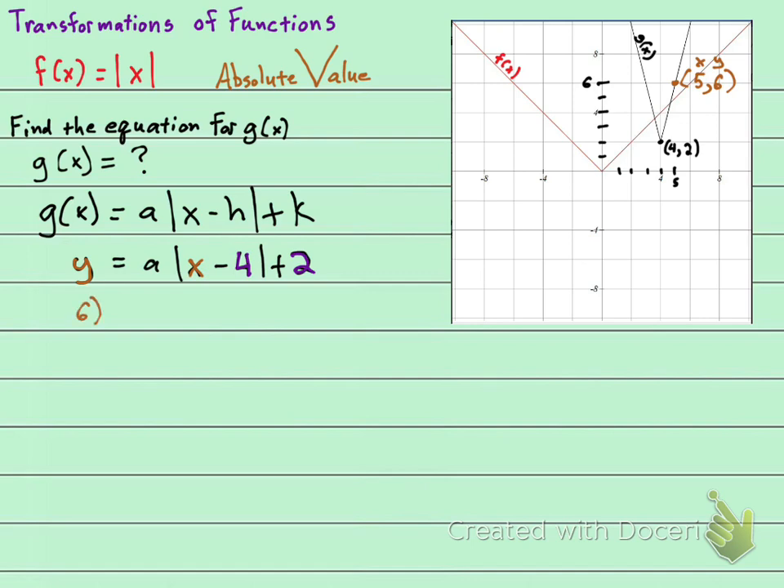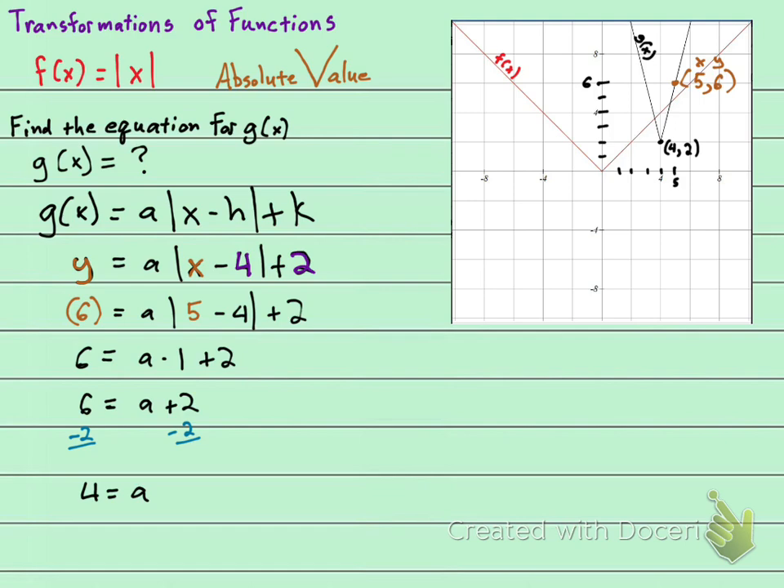Y is 6 equals a times x is 5 minus 4, absolute value, plus 2. Now we'll solve. Inside the absolute value, 5 minus 4 is 1. Absolute value of 1 is just 1, so that's a times 1 plus 2. So I have 6 equals a plus 2. To get my a by itself, I will subtract 2 from both sides, and now I find a is 4.